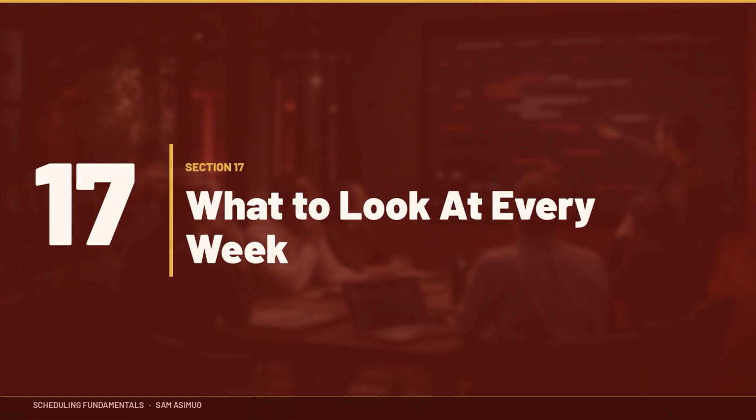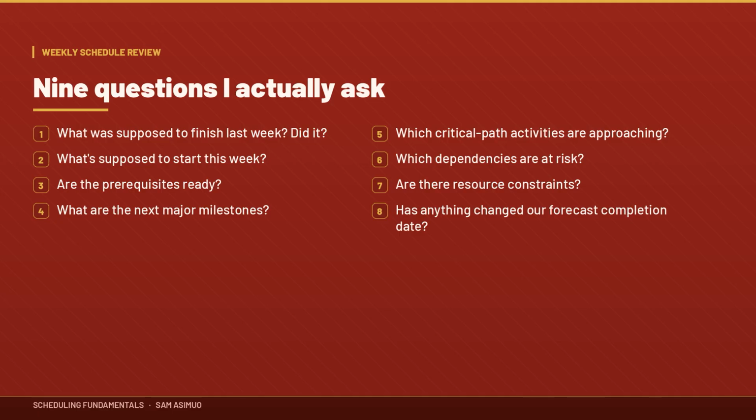Section 17. What should a project manager be looking at every week? When I'm reviewing a project schedule, I don't just ask, are we on schedule? I want to understand, what was supposed to finish last week? Did it finish? What's supposed to start this week? Are the prerequisites ready? What are the next major milestones? Which critical path activities are approaching? Which dependencies are at risk? Are there resource constraints? Has anything changed our forecast completion date?